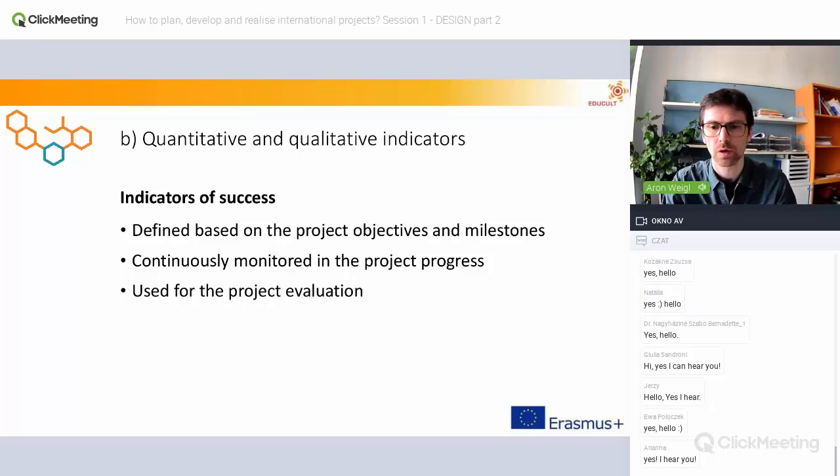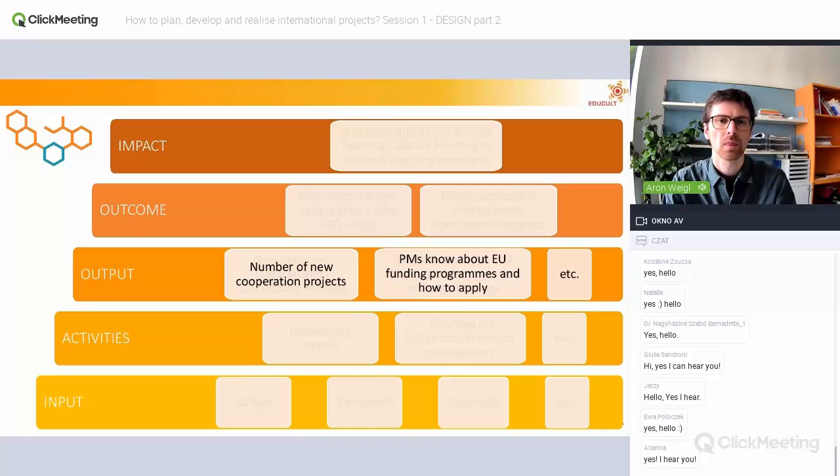I have just one more example. As I said before, here we had the new networks we wanted to create as an output. An indicator could be the number of new cooperation projects. We can easily count that. Quantitative indicator. The other output we wanted to reach is the raised knowledge and the improved skills of participants in trainings. The indicator here could be that the project managers know about EU funding programs and how to apply. So that is an indicator we set up before.